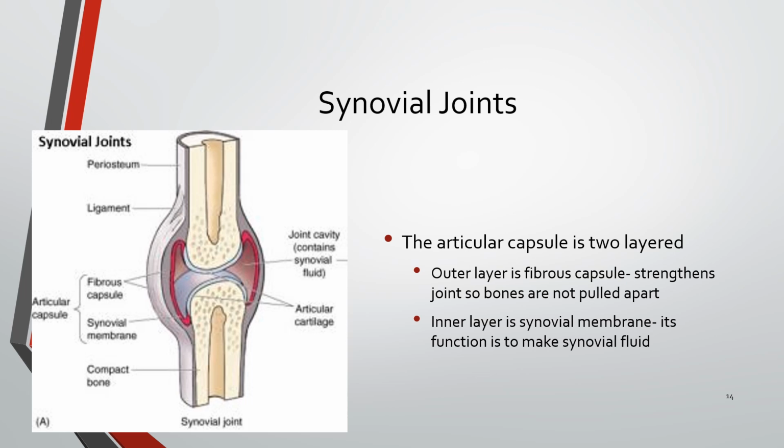The articular capsule itself has 2 layers. The outer layer is a fibrous capsule, and this provides strength for the joint so that the bones are not pulled apart. And we have an inner layer that is synovial membrane, and its function is to make that synovial fluid. And again, that fluid serves as, like we said, a little bit of a pillow and helps with absorption.